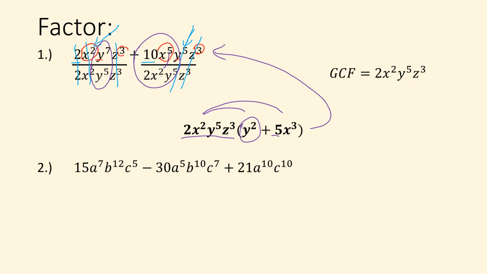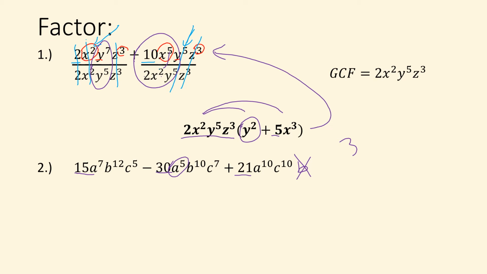All right, number 2, look at all these coefficients. What's the largest thing that we can divide all of those by? It's a 3. If we look at all of our variables here, do they all have a's? They do. We look for the smallest a, which is a to the 5th. Do they all have b's? They don't, because this doesn't have a b, which means there's not going to be a b in our GCF.